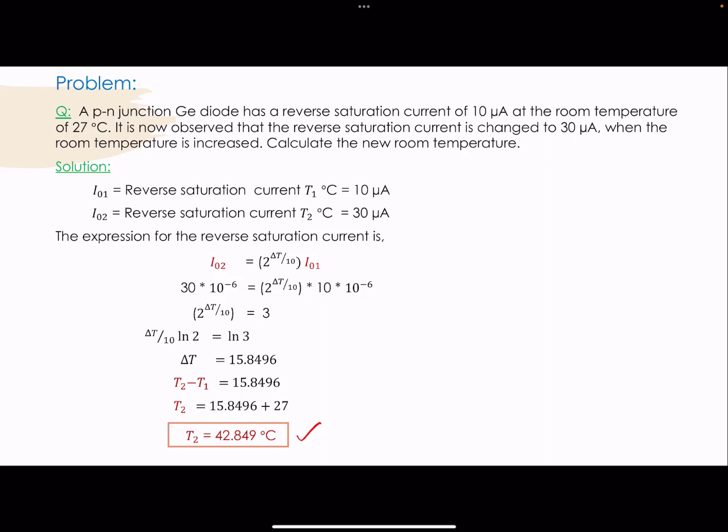So these are the different ways of calculating the temperature dependence of the PN junction diode.